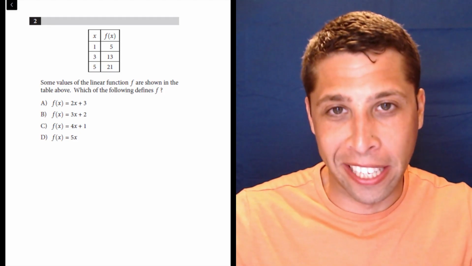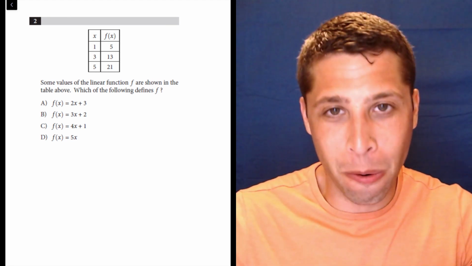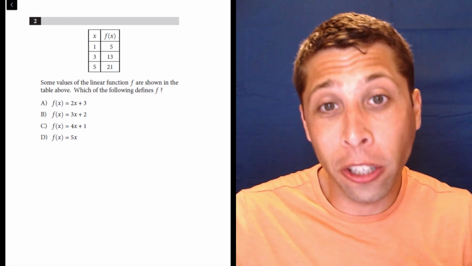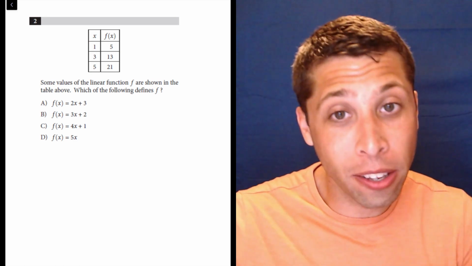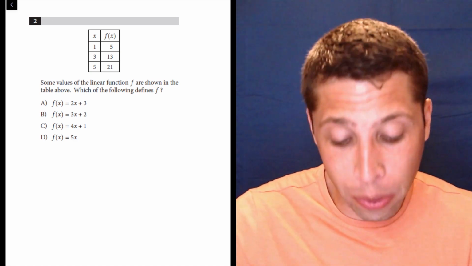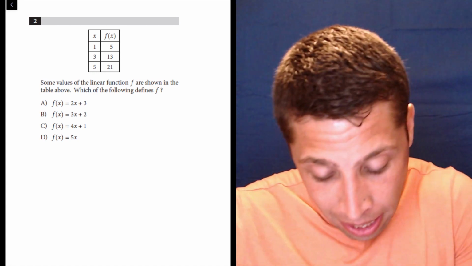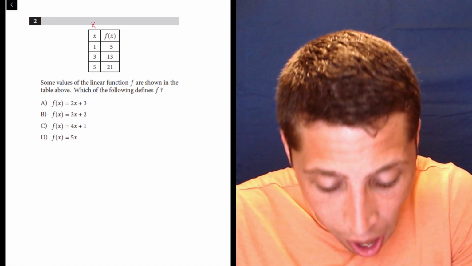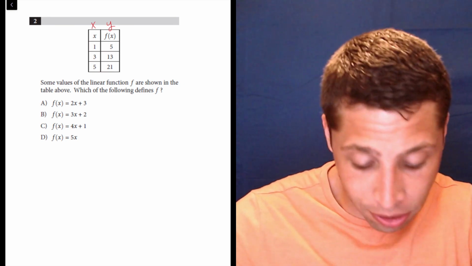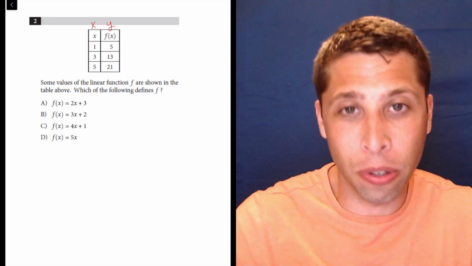I love questions like this. This is, to me, a very straightforward question. I call this a chart of points question because literally we're just given a chart of a bunch of points. Now, if you don't know function notation, you might not recognize immediately, but you have x's and y's. f of x is equal to y, and so this is just following some normal rules of lines.